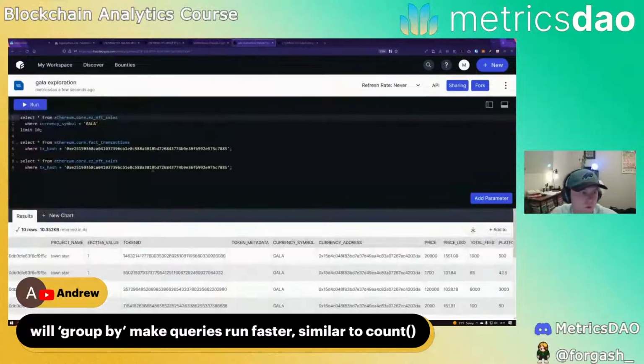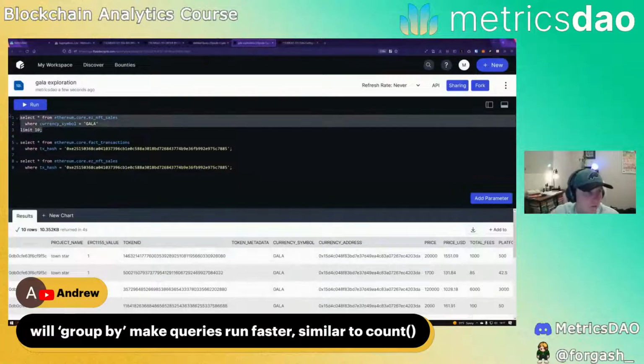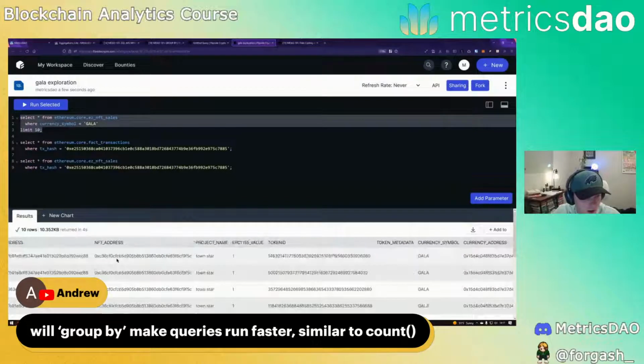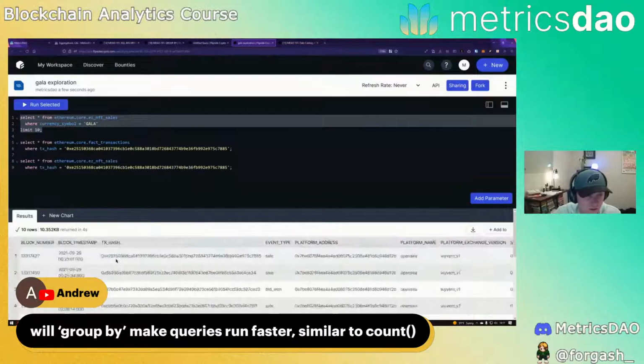Oh, look, I did that one before too. So it's just something that I ran before with the very same select all, where currency symbol equals 10. I don't know what Gala is, frankly. So I'm going to go ahead and take a look at one of these transactions just to see a little bit more about what it's about.